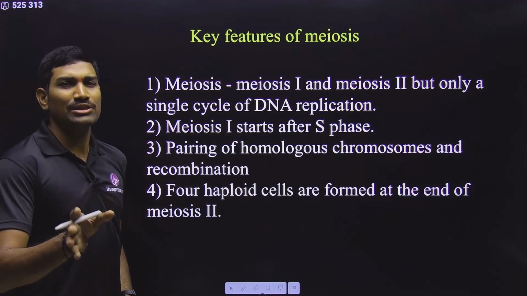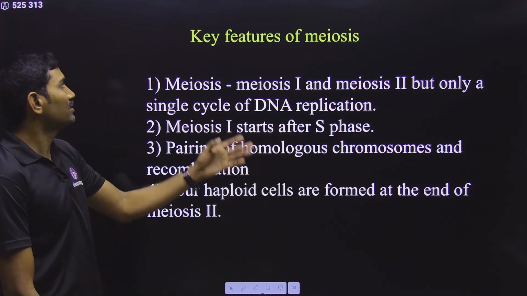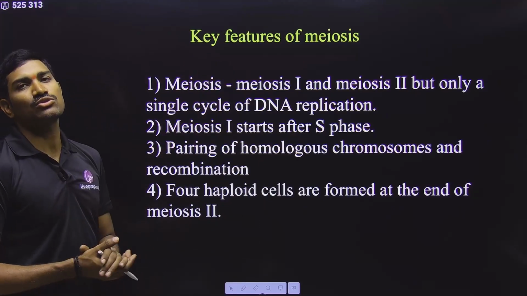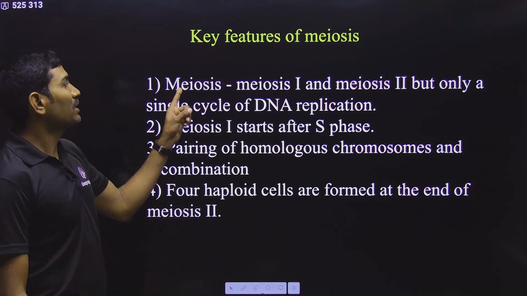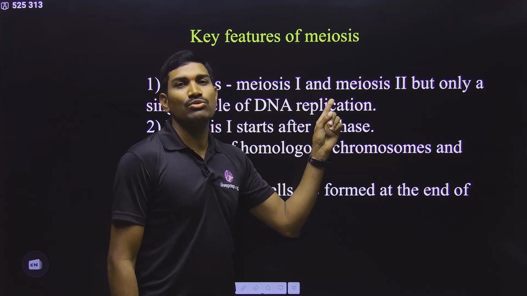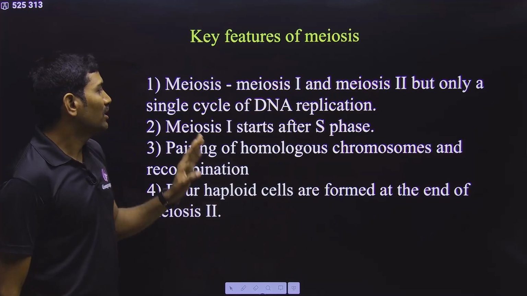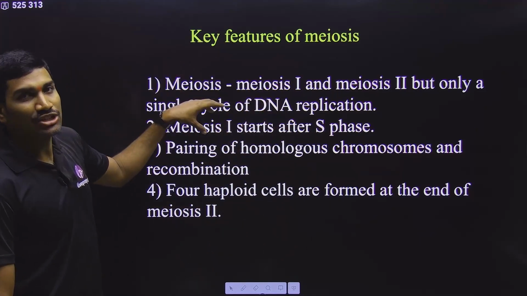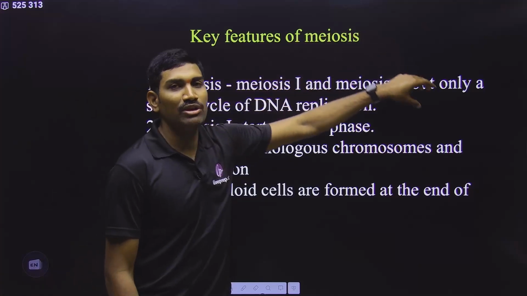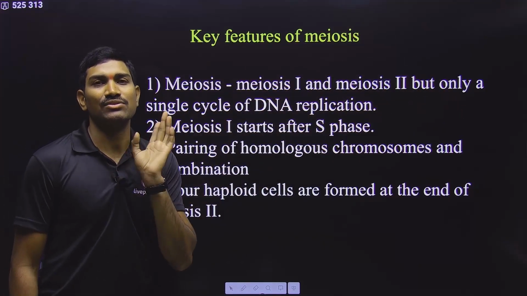Regarding this, I gave more explanation in the regular lecture. Those who want more explanation, please go through the regular lecture. Next one is regarding the key features of meiosis. In NCERT they gave all these 4 features. Please observe very carefully. Meiosis has 2 parts, meiosis 1 and meiosis 2. But in the case of mitosis, there is only one. And the important point is, even though meiosis 1 and meiosis 2 are present, DNA replication occurs only once, that is in the S phase.